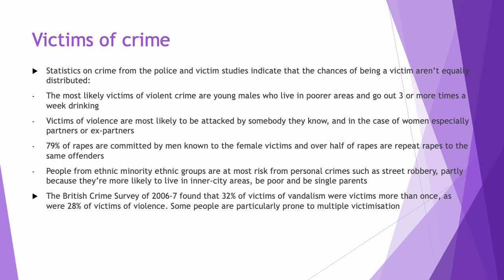Statistics on crime from the police and victim studies indicate that the chances of being a victim aren't equally distributed. The most likely victims of violent crime are young males who live in poorer areas and go out 3 or more times a week drinking. Victims of violence are most likely to be attacked by somebody they know, and in the case of women, especially partners or ex-partners. 79% of rapes are committed by men known to the female victims, and over half of rapes are repeat rapes to the same offenders.